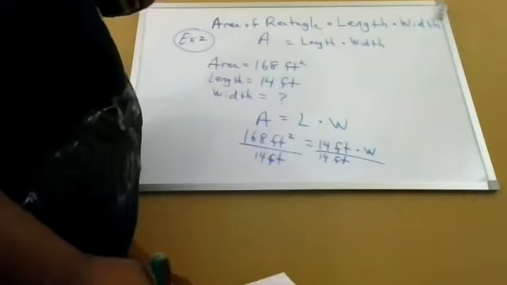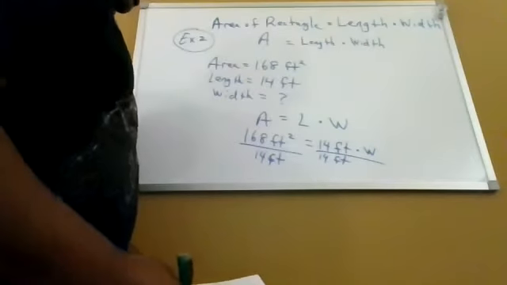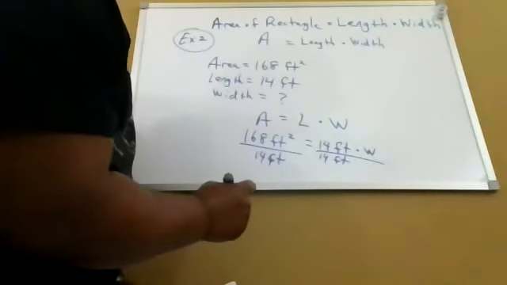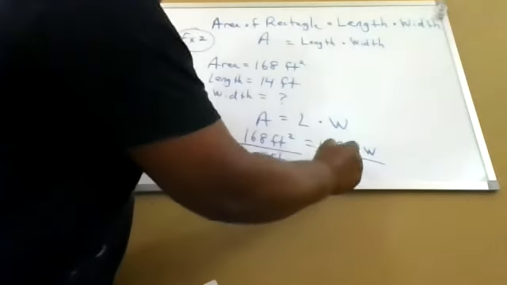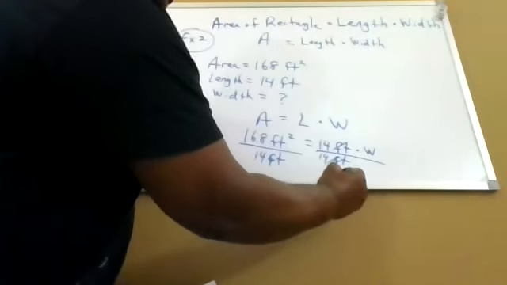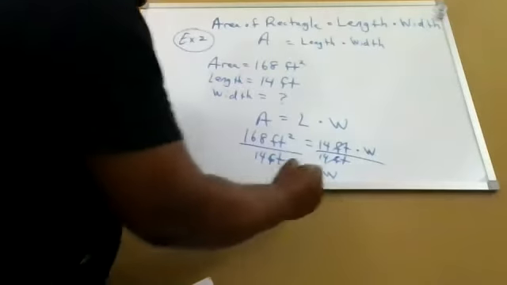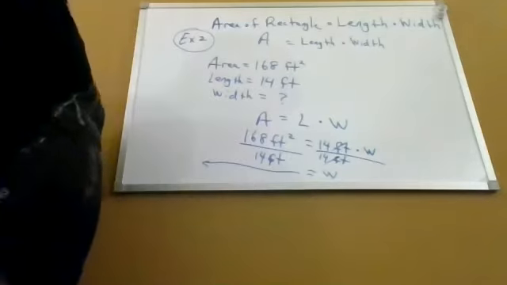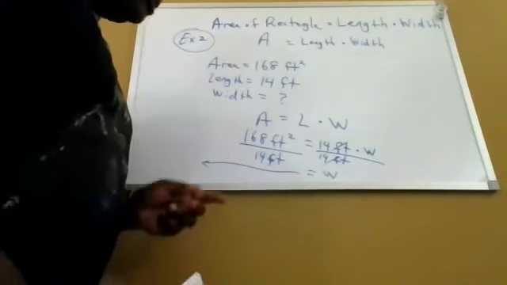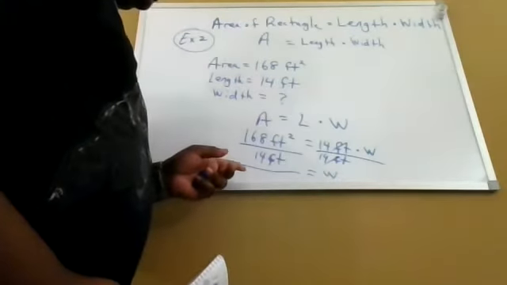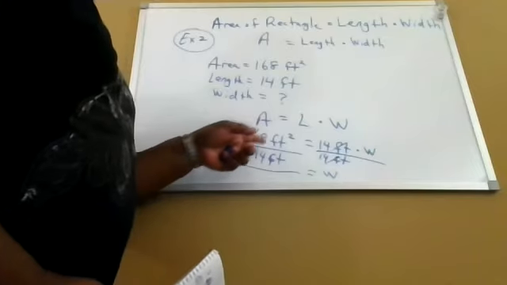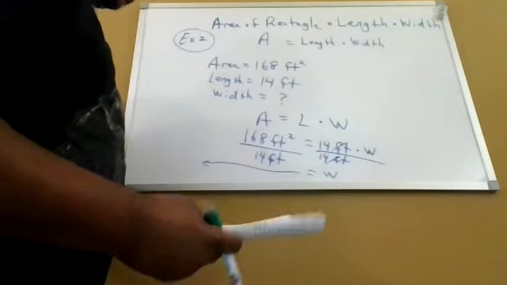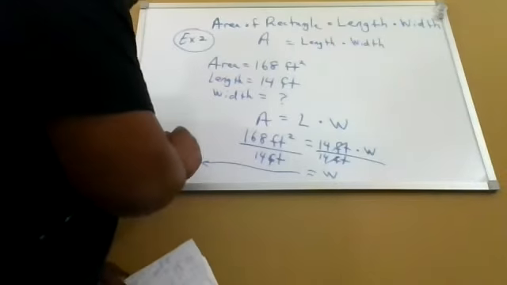Running out of board space here, but W, well, the 14 feet cancel each other out. So W is going to equal, right over here, 168 feet squared divided by 14 feet is going to give me 12 feet.